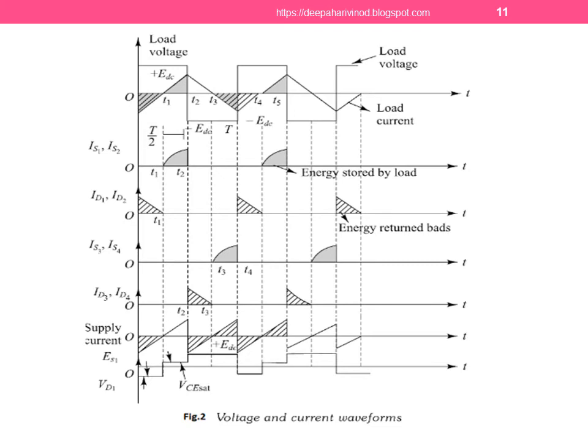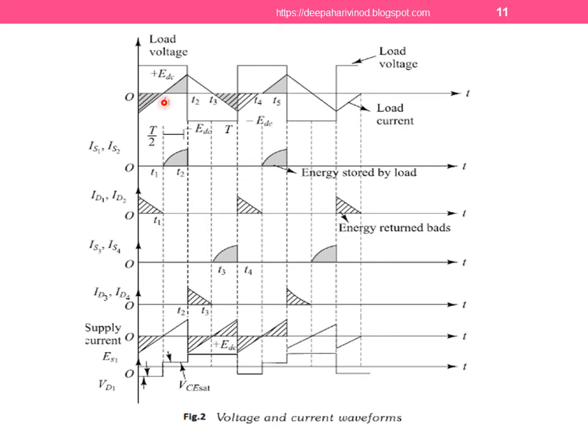Now coming to mode 1 or interval 1, from T1 to T2. At this point S1 and S2 are on. So when S1 and S2 are on, point A gets connected to the positive point of source EDC through S1, and B gets connected to the negative point of the input supply.